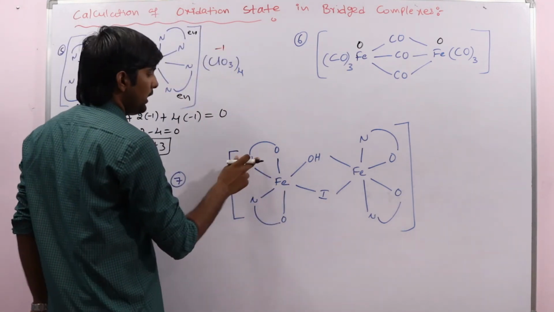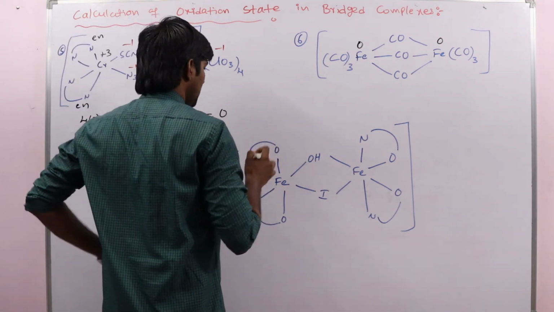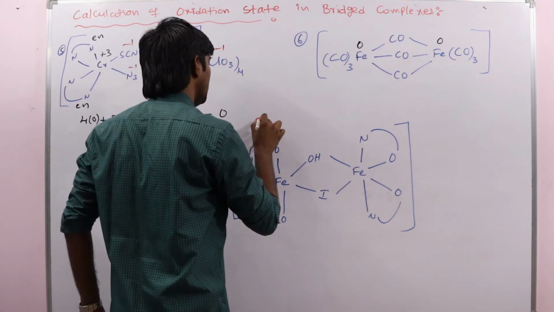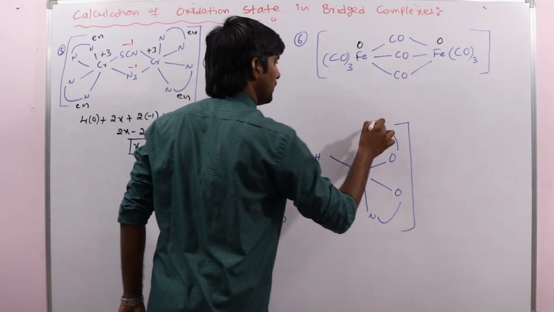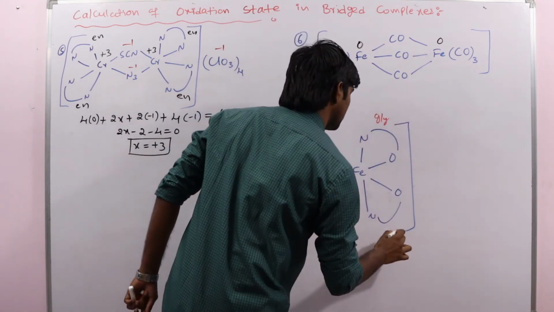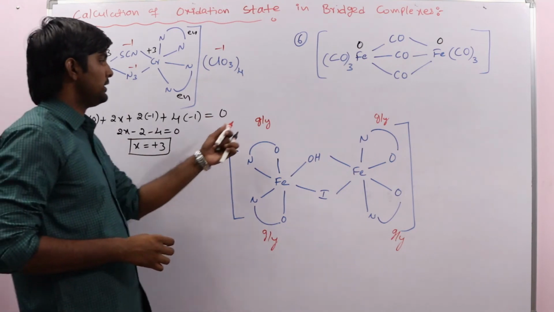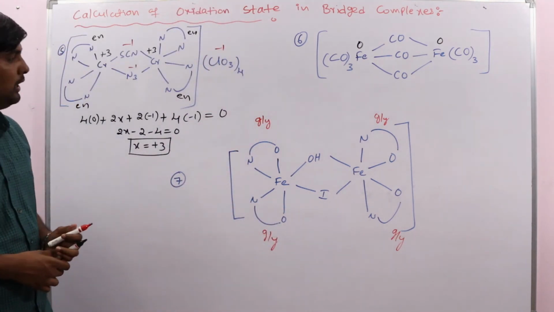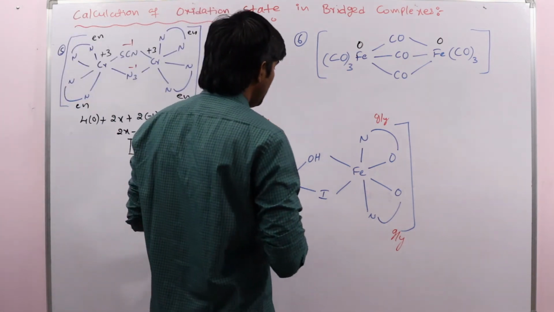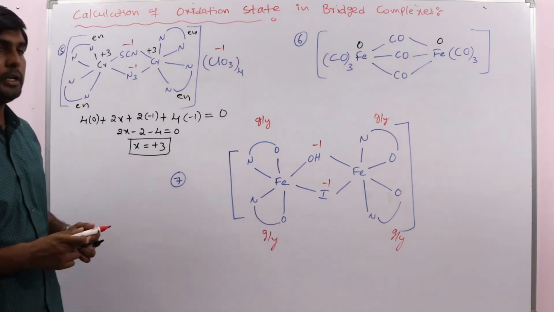Next, look at this complex. So here N and O are the donor atoms. It is nothing but glycinato. Okay, so this ligand is glycinato. Okay, glycinato ligand. So glycinato carries -1 charge. Okay, glycinato carries -1 charge. And here this OH is also -1, iodine is also -1.